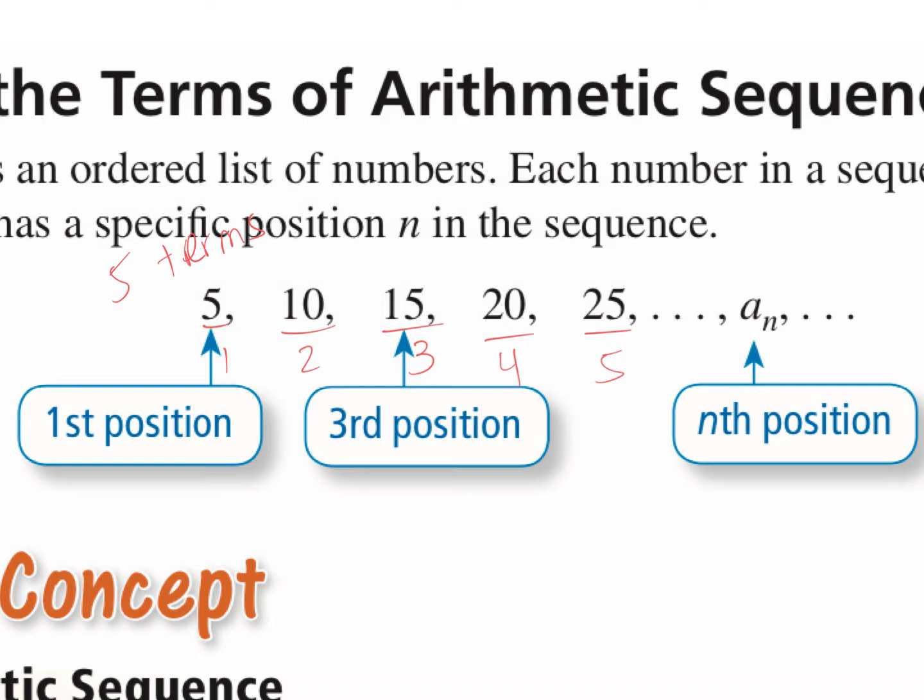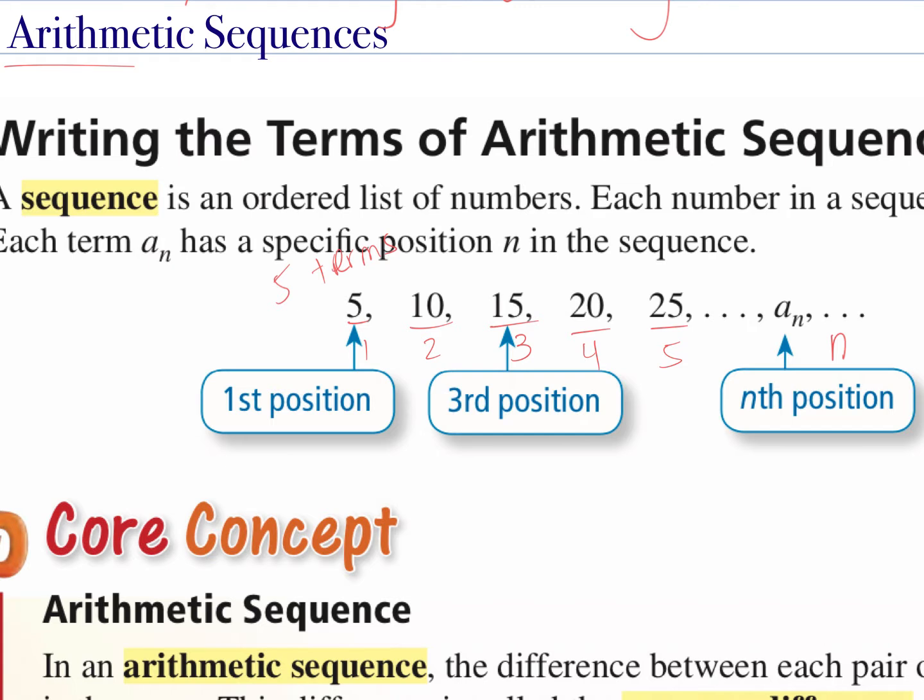That position is going to be labeled by the number n. So if it says the nth term, or for example, the 5th term, which of these has a position of 5? 25, okay? So that's how you locate which term it's talking about in the sequence. Now, you're also going to see a different kind of notation that we haven't seen before, and it's called A sub n. And this just references whatever term it is at that position in the sequence.